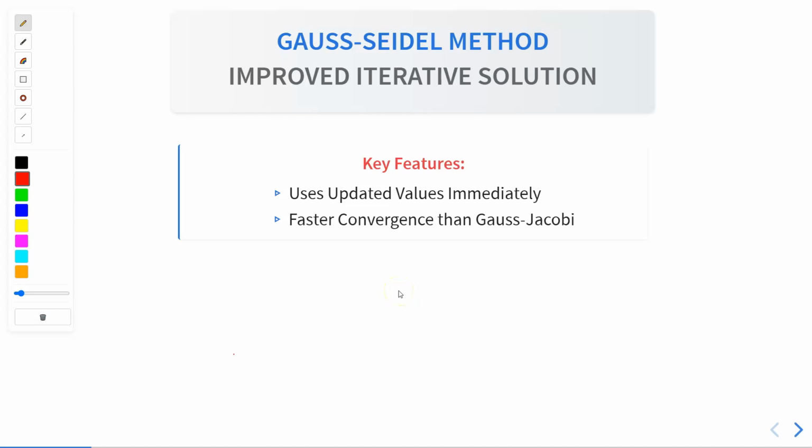Today I am going to talk about the Gauss-Seidel method. The Gauss-Seidel method gives an improved iterative solution. Here are some key features of the Gauss-Seidel method. It uses updated values immediately. It gives faster convergence than Gauss-Jacobi.